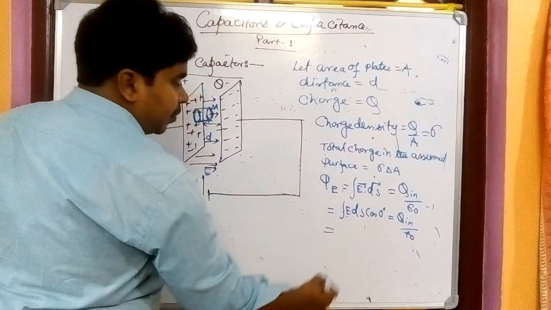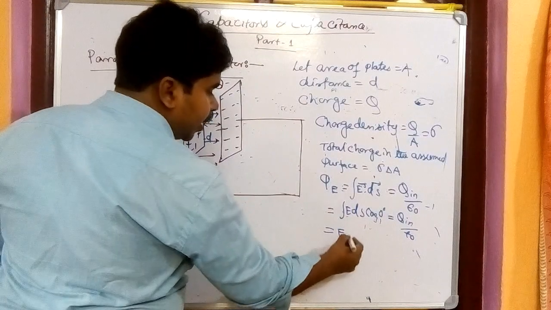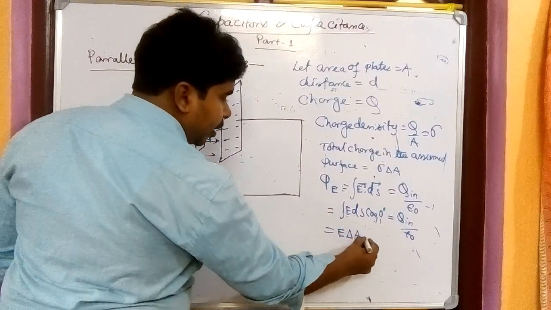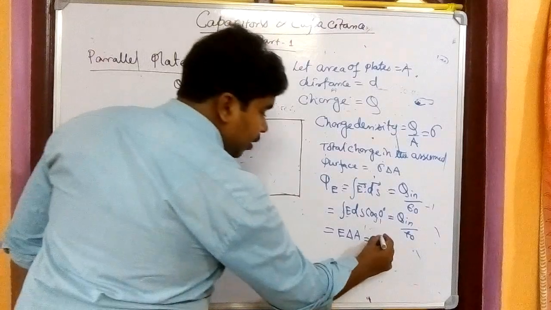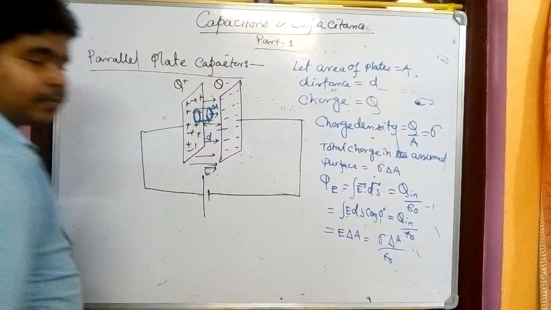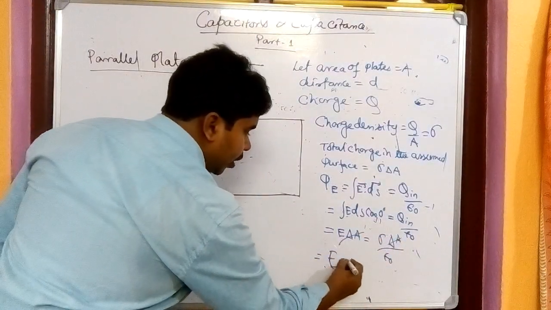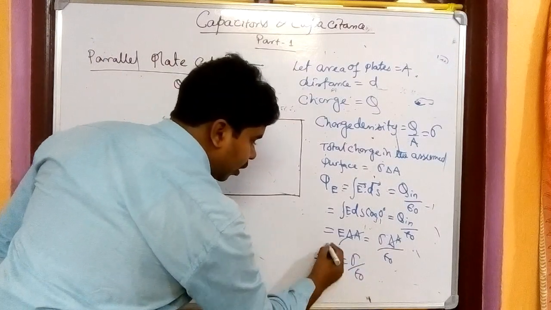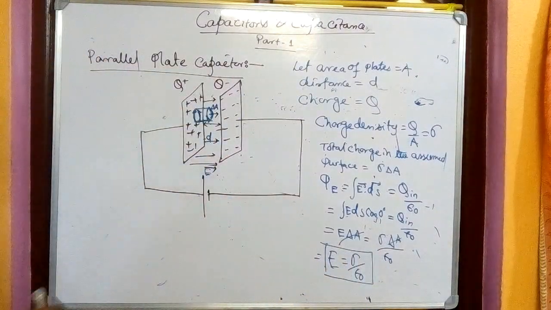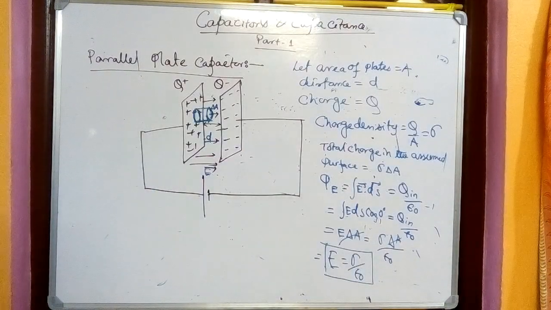E dS cos 0, that is 1. E will come outside, and the integral of dS is delta A, and Q enclosed is sigma into delta A by epsilon naught. Delta A will cancel out, so E will be sigma by epsilon naught. So we have found the electric field of the plate.